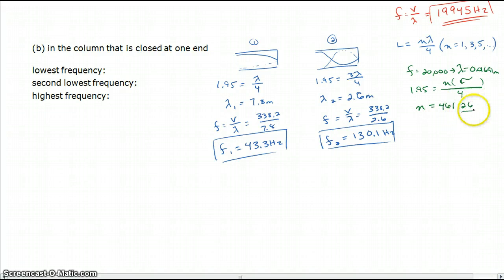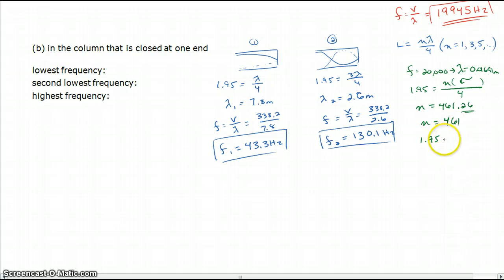461.26. Now first of all, it's not an integer, so that won't work. So I need to round this to the nearest odd integer. In this case, I don't want to go up, I want to go down, to 461. If I go up, I'll get a frequency, it turns out, that's beyond 20,000 hertz. I don't want that, so I'm going to go to 461 and let's see what happens.